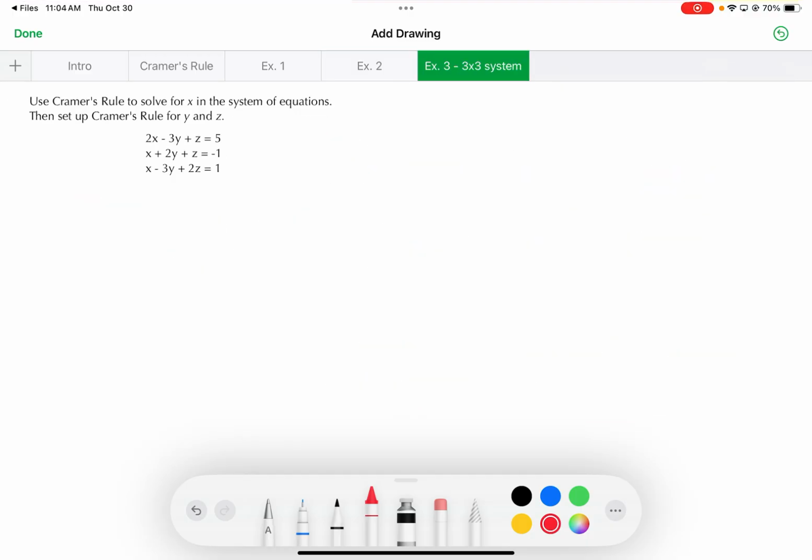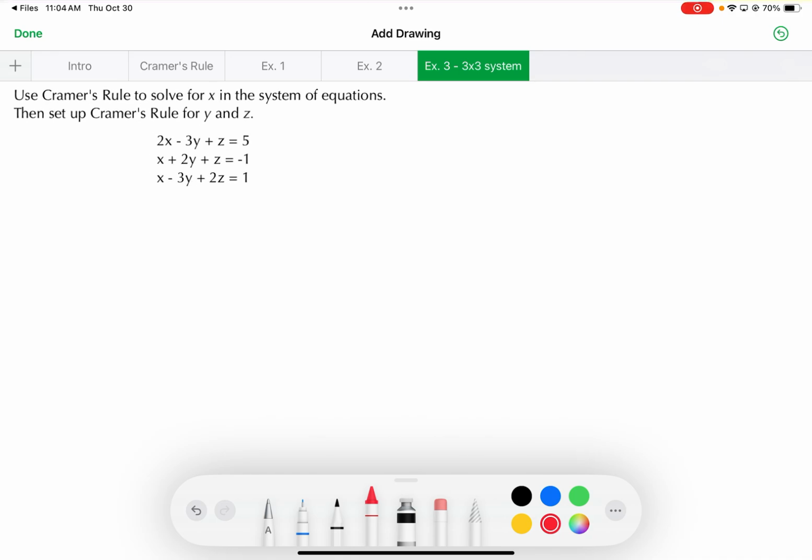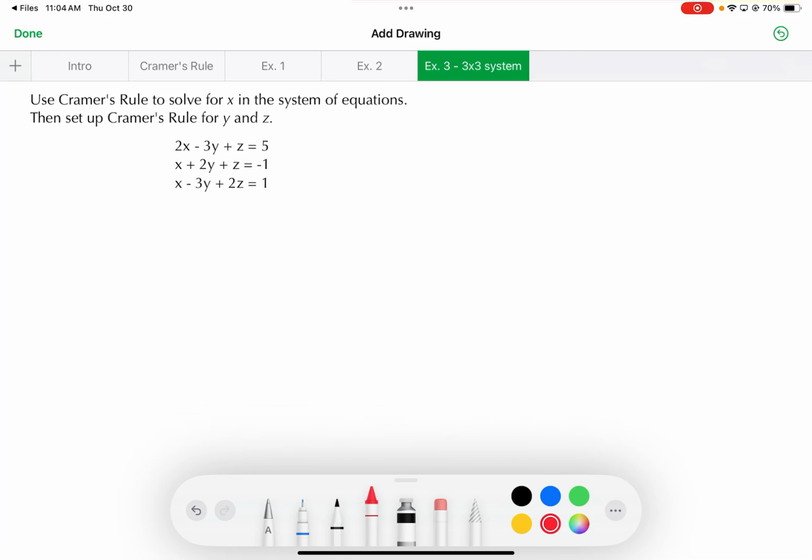All right, let's do it with a 3 by 3 system now. The setup is the same as it was for a 2 by 2. So we're going to set this up for x, solve for x, and then we'll just set up y and z. We won't take the time to actually solve for both of those. All three equations are already in standard form, so we're good there.